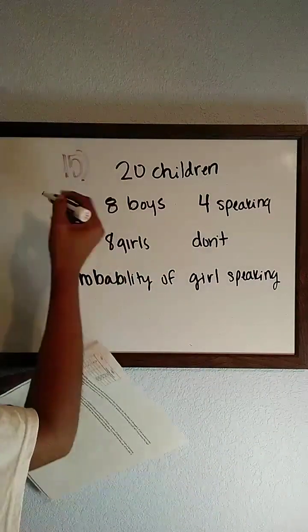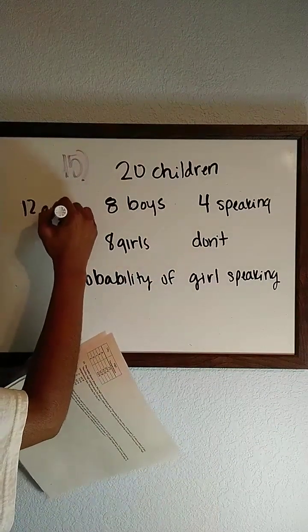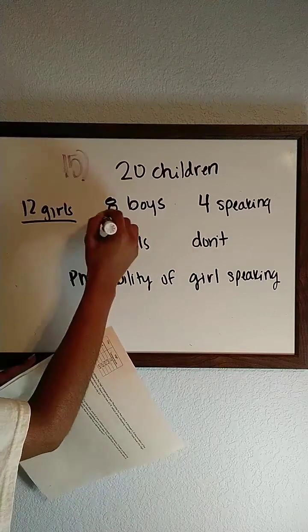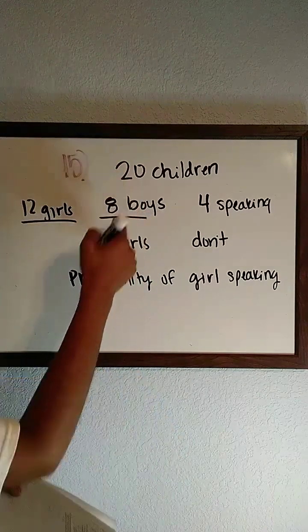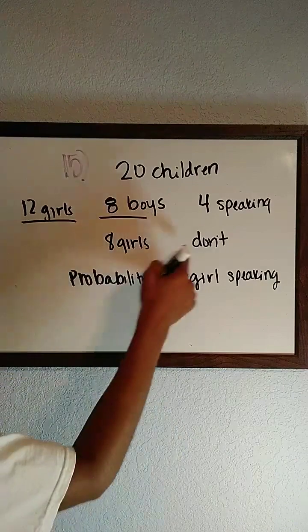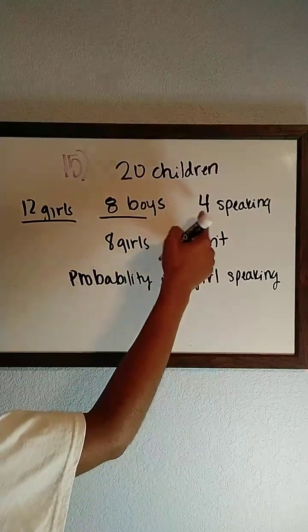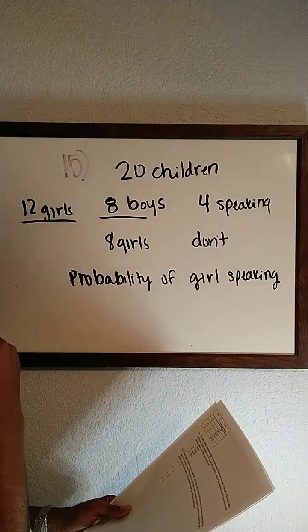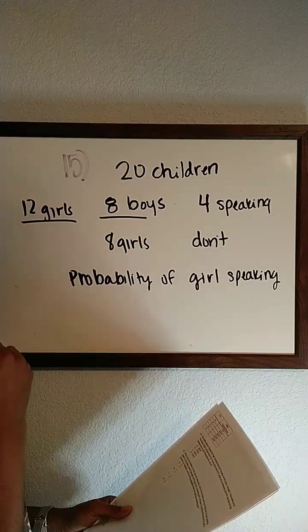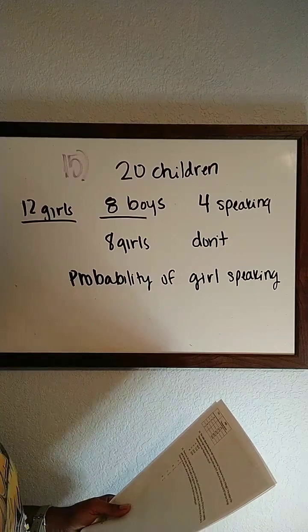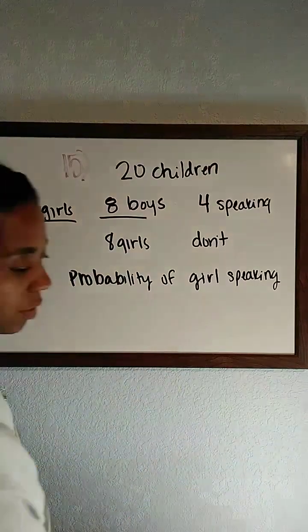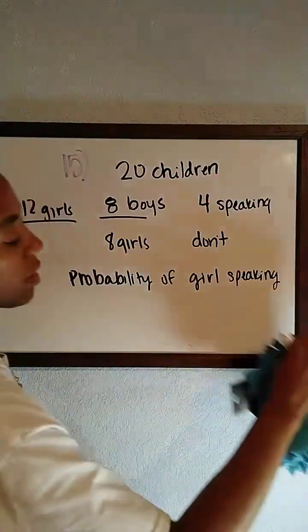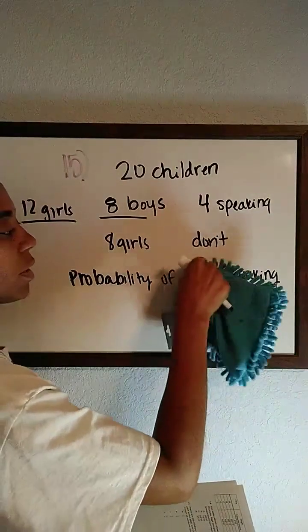So I got 8 boys and then I have 12 girls, right? So I got 8 boys and I got 12 girls, so I got 20 children total. Now, 8 girls don't have a speaking part. 4 boys do have a speaking part, right? And it says if a child is cast and chosen, what's the probability that the child has a speaking part? Oh, my bad, not the girls. I lied. This reading is fundamental. Yes, it is.